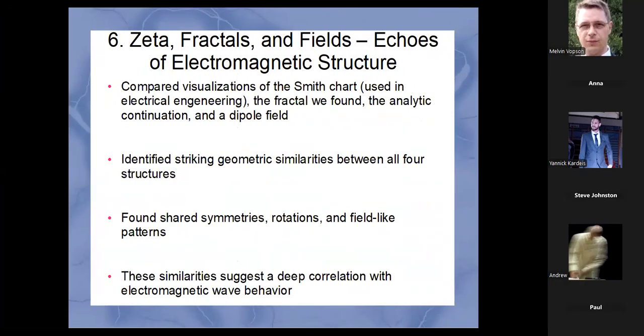So the next point: zeta fractals and field echoes of electromagnetic structure. We compared visualizations of the Smith chart, which is also used in electrical engineering, the fractal we found, the analytic continuation, and the dipole field. We identified a striking geometric similarity between all those four structures and found, for example, symmetries, rotations, and field-like patterns. These similarities suggest a deeper correlation with electromagnetic wave behavior.